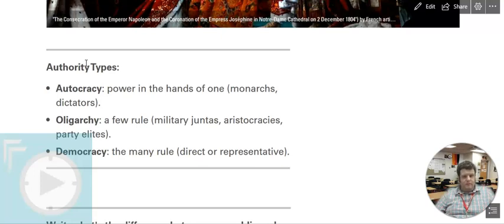Oligarchy is the rule of the few. Typically, you see oligarchies in a rule of an elite class of people. This elite class may stem from the military. This may stem from nobles. This may stem from political party elites. This may stem from business leaders. It really depends on what else is going on in this country. But it's the rule of a small group of very powerful people.